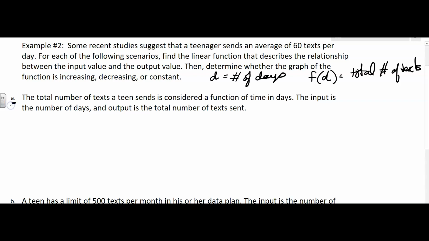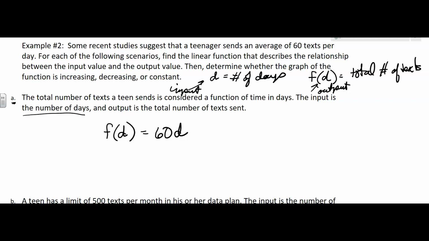So in the first part, it says the total number of texts the teen sends is considered a function of time in days. Okay, so that's what we did. The input is the number of days, so this is my input. And the output is the total number of texts. There's my output. I guess I already did that part. The input is the number of days, and the output is the total number of texts sent. Okay, now we have to come up with the function. So it's going to be f of d. So we're going to say this function, based on the number of days, is equal to 60 times d, right? So if 100 days go by, it's going to be 60 times 100. That's how many texts were sent out.